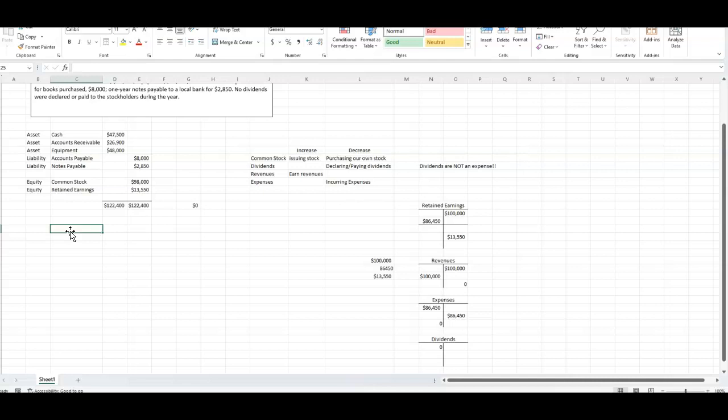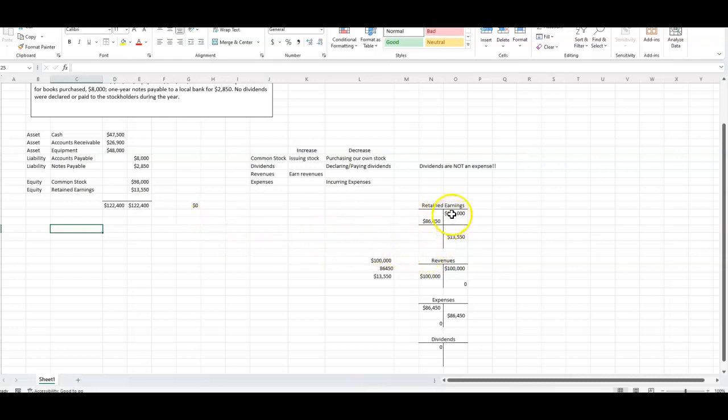We start with the income statement. We list our revenues and our expenses, and we come up with net income. After we do that statement, then we do a statement that's called a statement of retained earnings. We start with our beginning retained earnings. In this case, it was 0 because we had no retained earnings to start with, a new company. We add our net income to it, $13,550, and we subtract from it any dividends that we had.